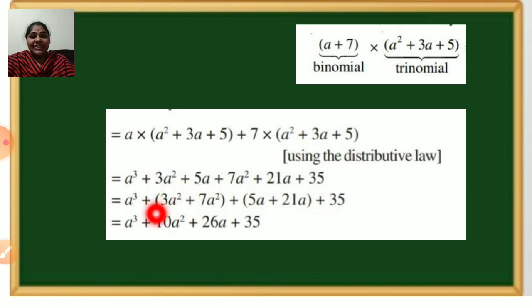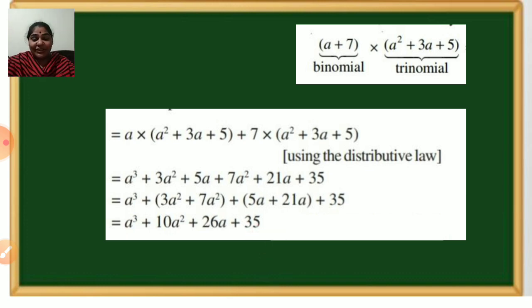Now 3a square plus 7a square will be 10a square. We add the coefficients. In addition, we have already studied, children. 5a plus 21a will be 26a and 35, and a cube as it is. So the final answer will be a cube plus 10a square plus 26a plus 35.